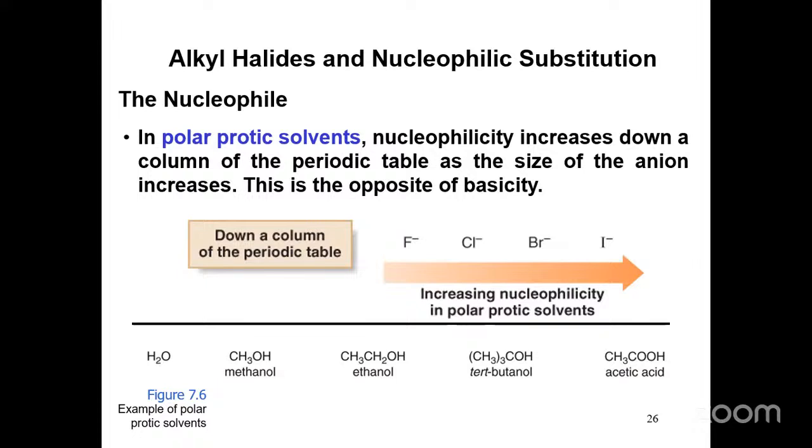Nucleophiles in polar protic solvents: nucleophilicity increases down the column as the size of the atom increases. This is the opposite of basicity. You can see that as we come from fluorine down the group, we have increasing nucleophilicity.